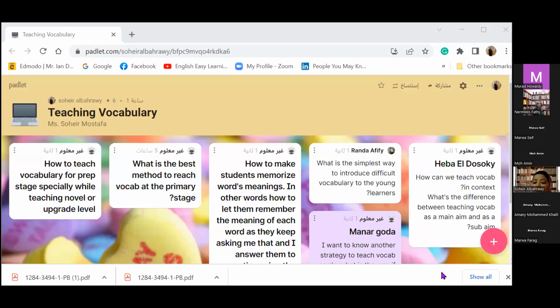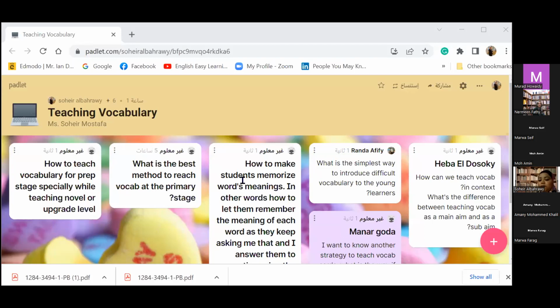How to make students memorize word meanings? You have talked about different techniques today. What is the simplest way to introduce difficult vocab? The same. Another strategy to teach vocab: we have talked about the inductive way and lots of techniques to elicit, practice and drill, and to help students improve their vocabulary skills alone. What is the difference between teaching vocab as the main aim and as a sub aim? I don't understand this question, but I think we have covered all.